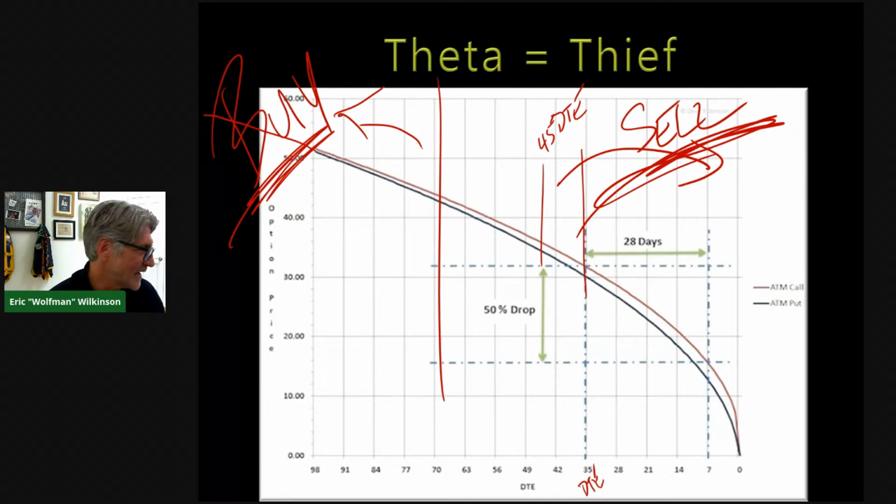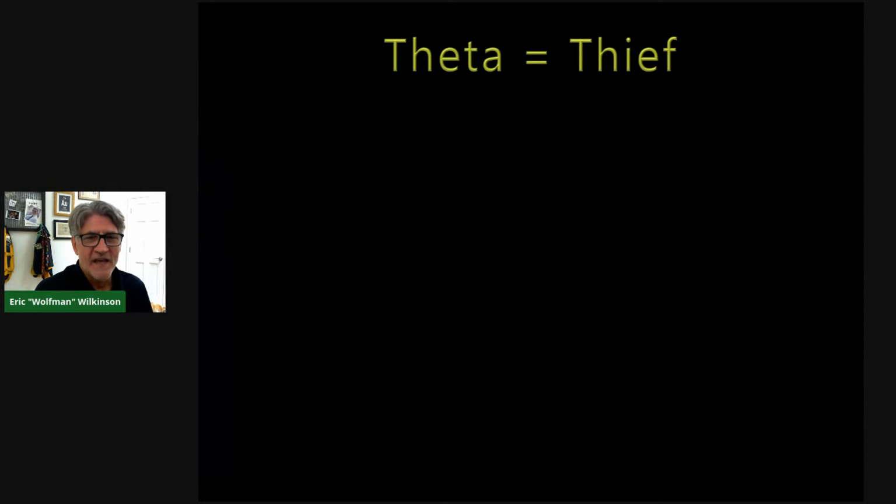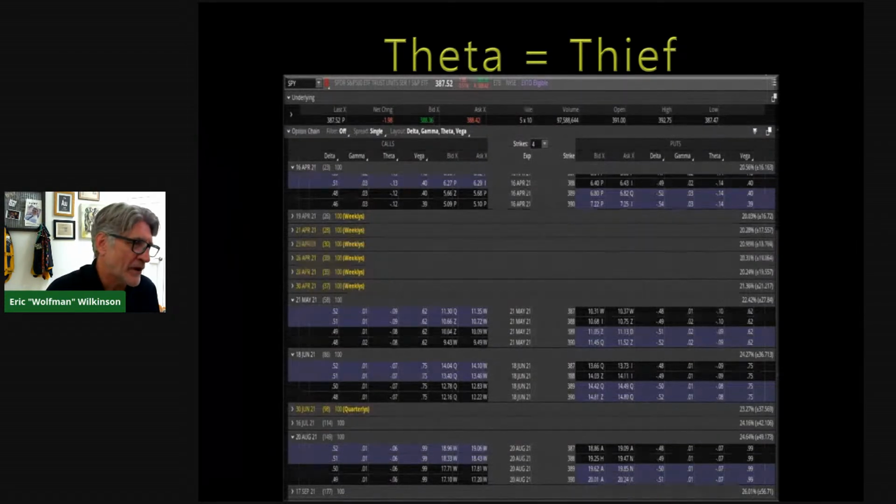you can be a complete, what does my kid call it? Slumped. You could be completely slumped and make money on it. Slump means knocked out, I guess, or something. Sleepy. So theta is that thief in the night that comes and steals our premium.